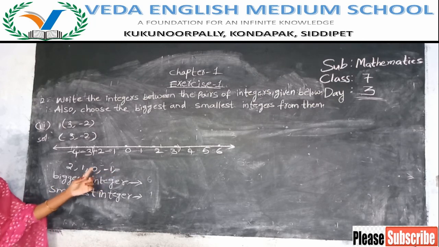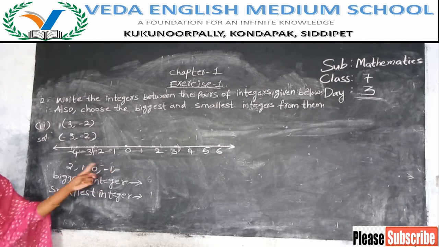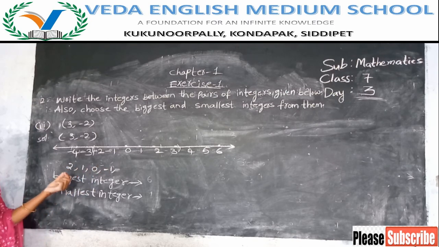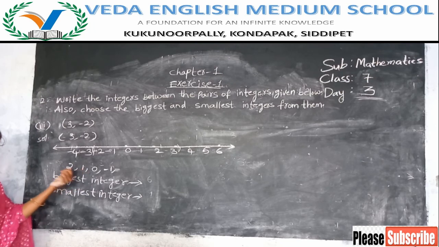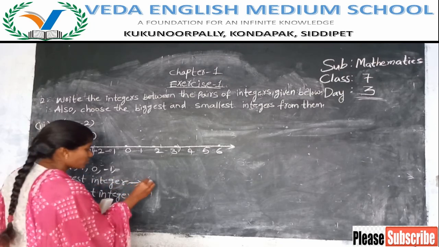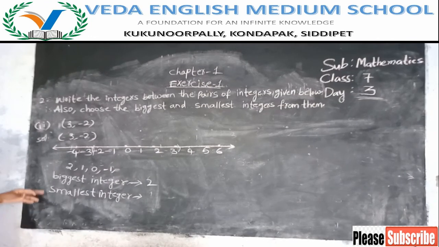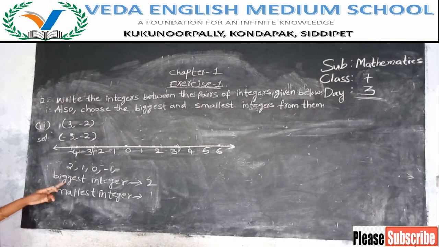Here we have positive numbers and negative numbers. Both are there, but positive numbers are greater numbers. What are the positive numbers here? 2, 1. Both are positive numbers. Out of these two, what is the greatest number? 2 is the greatest number. So biggest integer is 2. Biggest integer completed. Now come to the smallest integer.